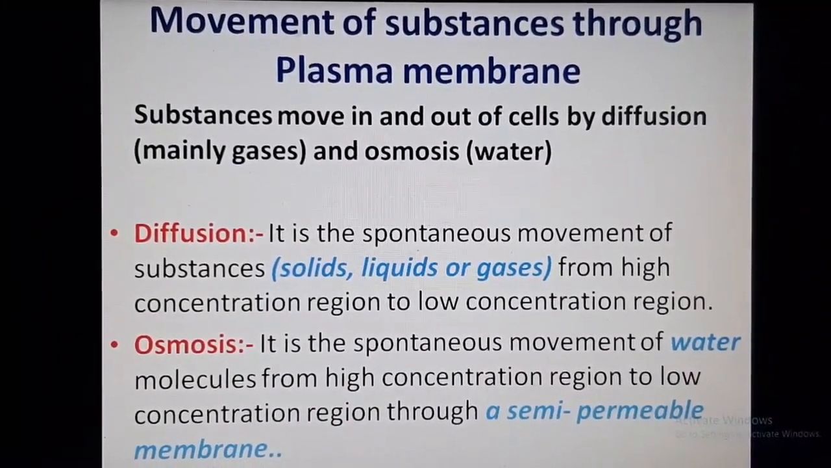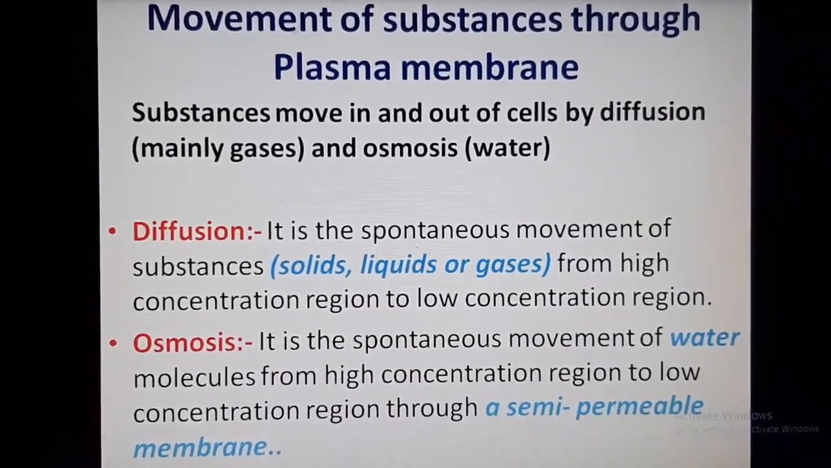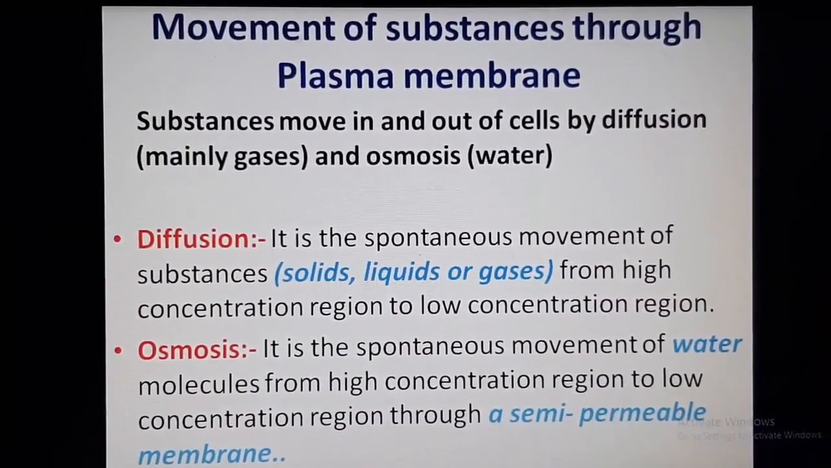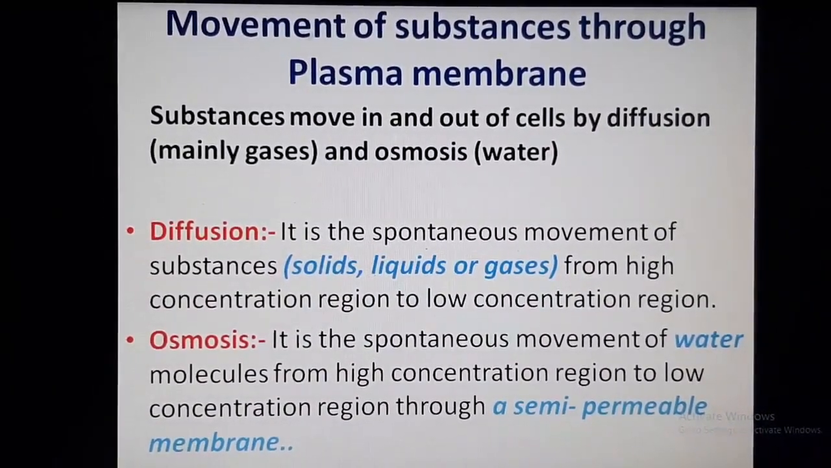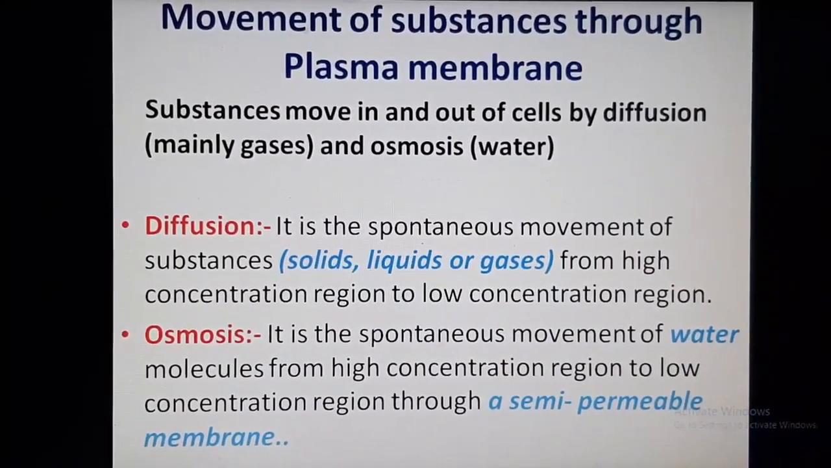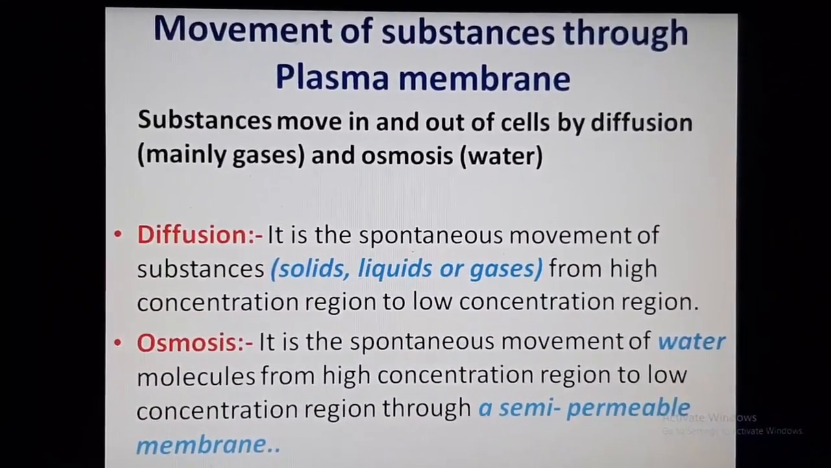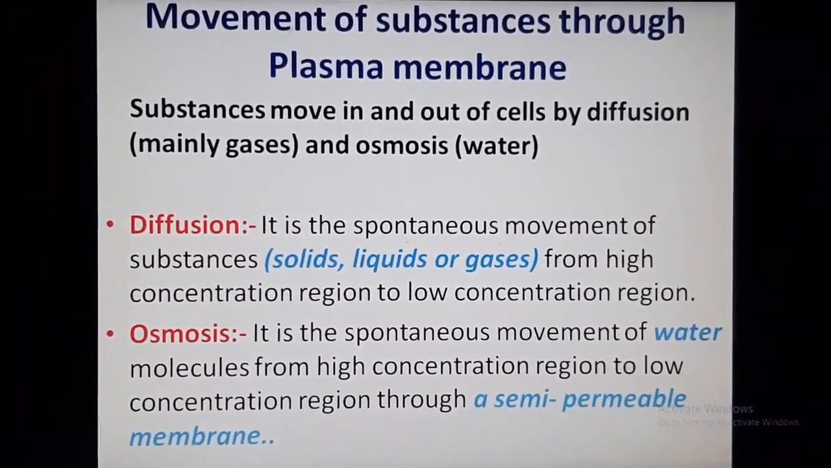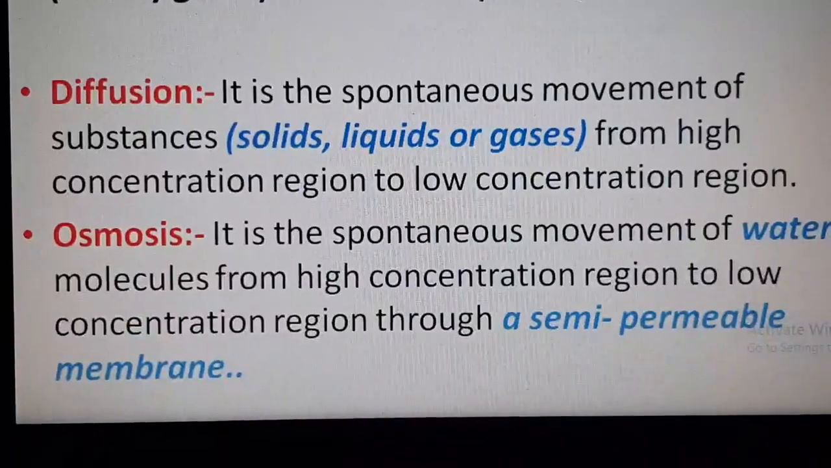How the movement takes place in and out of the membrane. Substances like CO2, oxygen or water pass through the membrane by two processes: number one, diffusion, and number two, osmosis. You might have heard these two terms in the previous chapter also. I discussed them there, and I am repeating here. So what do you mean by diffusion and what do you mean by osmosis?